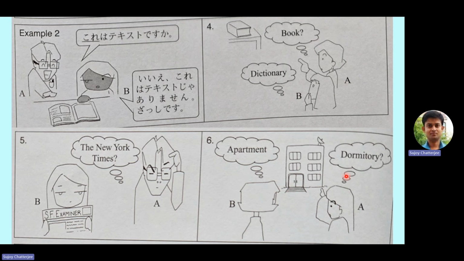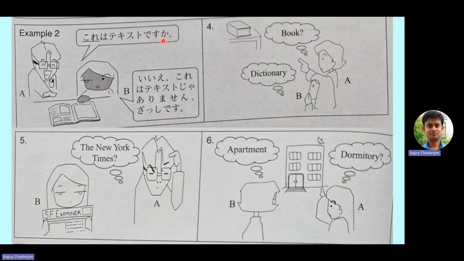Example 2. This is another set of questions. As you can see, person A, person B. She is reading something and he is asking, "Kore wa tekusuto desu ka?" Tekusuto means text, textbook. So "Kore wa tekusuto desu ka?" And the girl says, "Ie, kore wa tekusuto ja arimasen. Zasshi desu." What does that mean? It means no, this is not a textbook. It's a magazine. Zasshi means magazine.